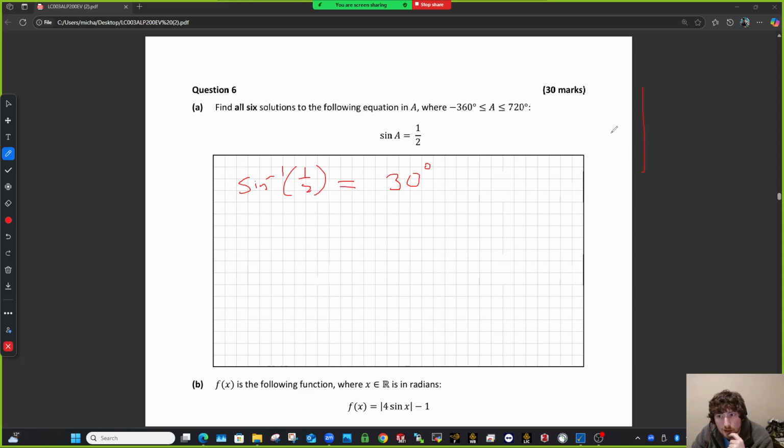Now, where is sine positive from your CAST diagram? Sine is positive in the first and the second quadrant.